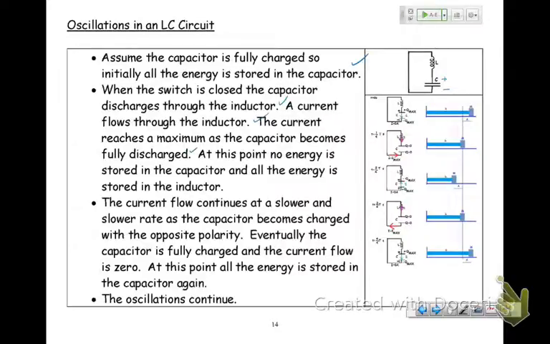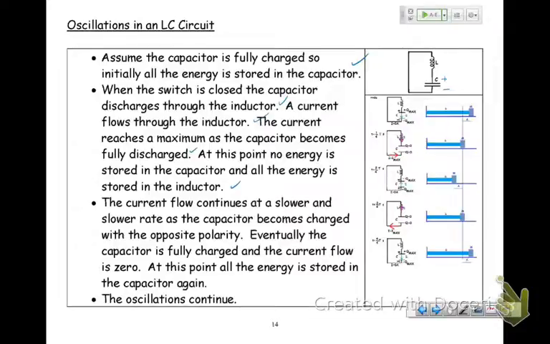At this point, no energy is stored on the capacitor because there's no charge there anymore. And all the energy is stored in the inductor, because maximum current means maximum magnetic field, and maximum magnetic field means maximum energy storage. So we took all our energy from the capacitor and put all our energy in the inductor. Okay? But the current's flowing. So now we're charging up the opposite direction.